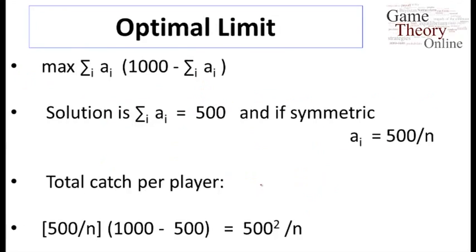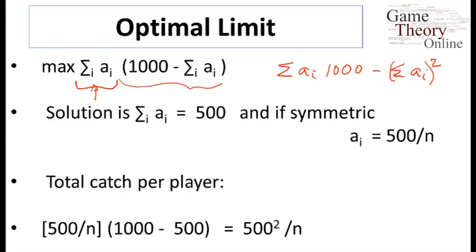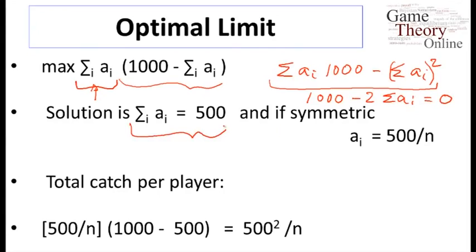In particular, if we want to solve for the optimal limit, what we can do is maximize the total catch for the whole society. So we'll maximize the total catch of all fishermen, which is how much they fish in total times the total stock. So we're maximizing the sum of the a_i's times 1,000 minus the sum of the a_i's. If we try and maximize this, we take the derivative. What do we get? We get 1,000 minus 2 times the sum of the a_i's is equal to 0, so the solution to that is the sum of the a_i's is equal to 500.